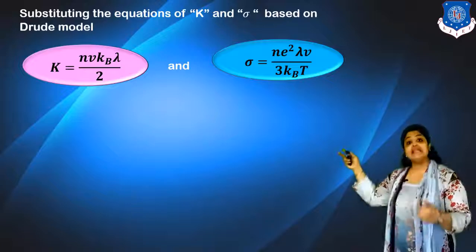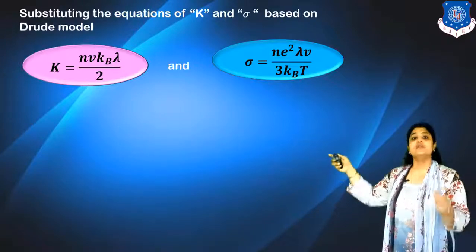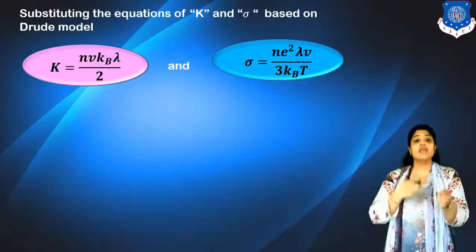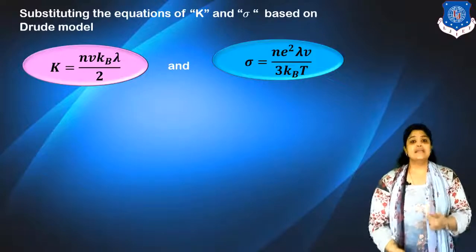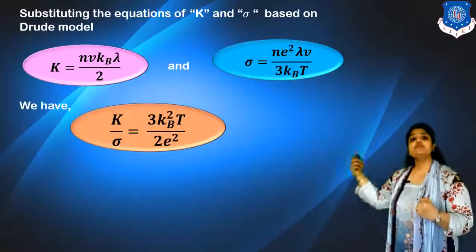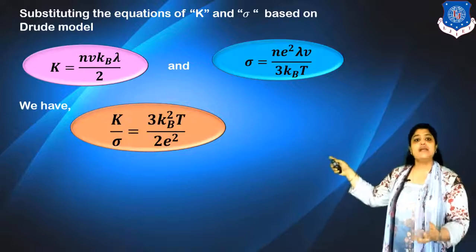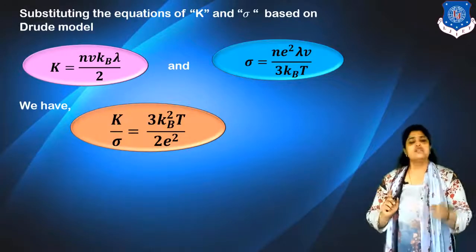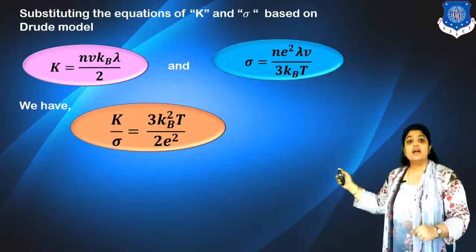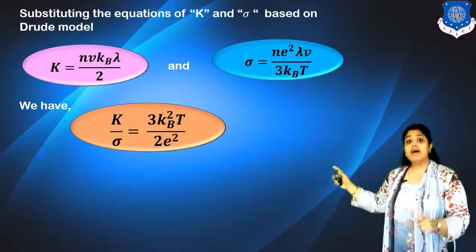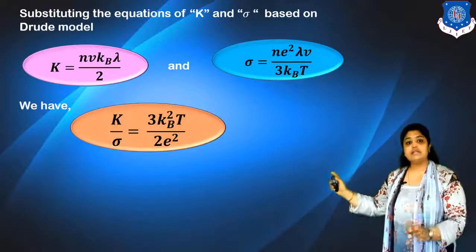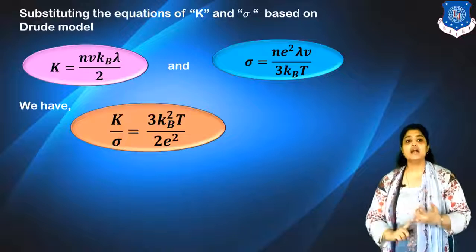So based on these two equations, if I substitute these two equations in the equation K upon sigma, let us see what we get. We have K upon sigma is equal to 3kB² T upon 2e². Just have a look at this equation. On the right hand side, apart from the term T, that is absolute temperature, all other terms are constants.